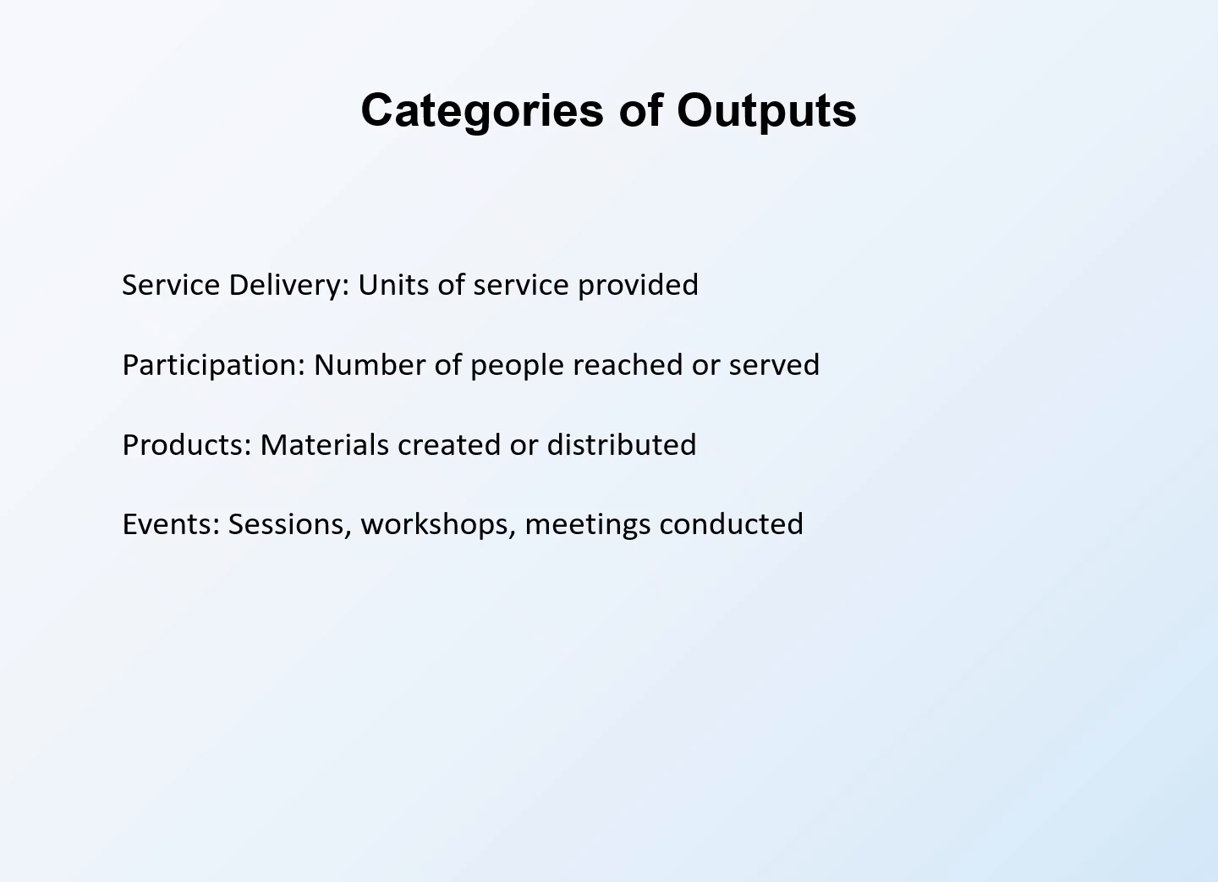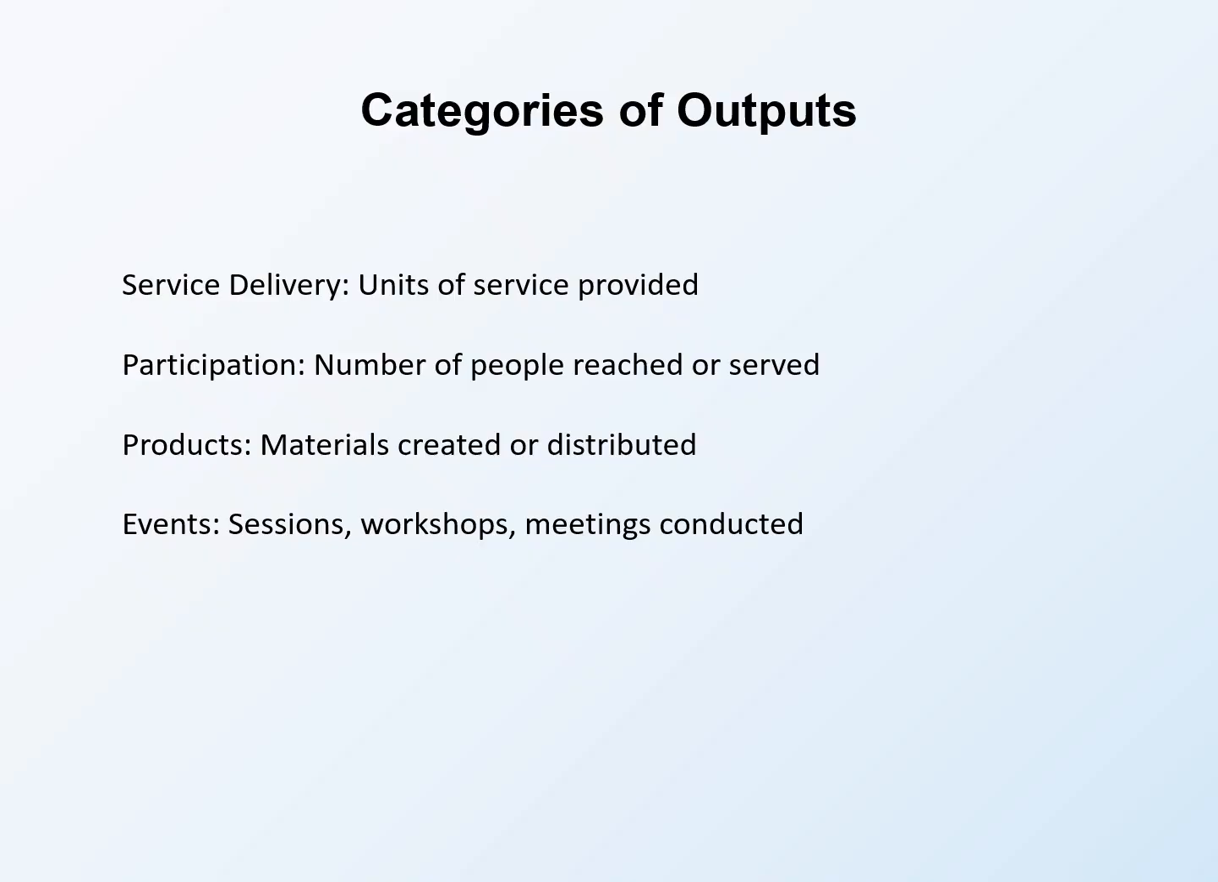Participation outputs count the number of people reached or served by your program. Participants enrolled in your program, clients served through your services, and audience members reached through your events are participation outputs. They quantify your program reach into the community.